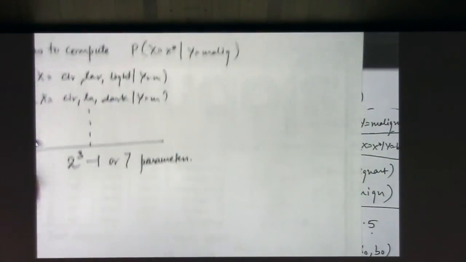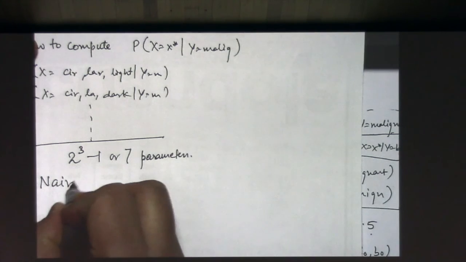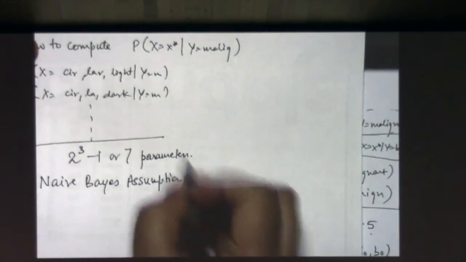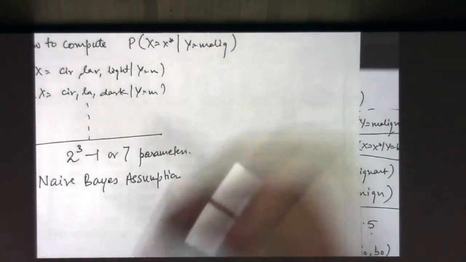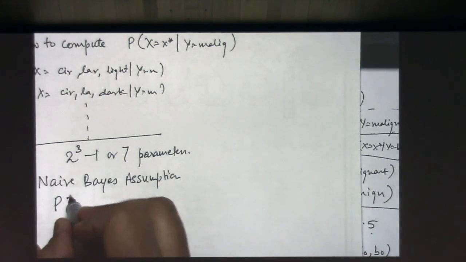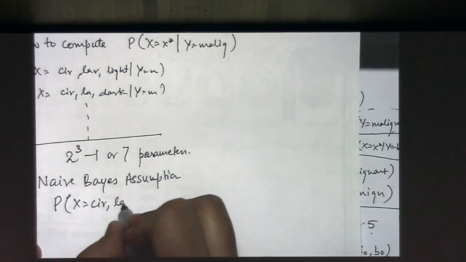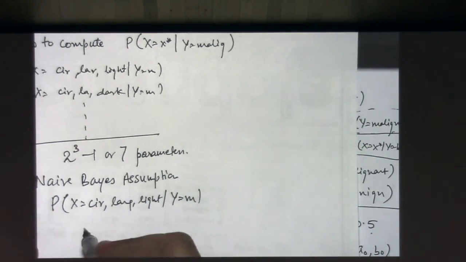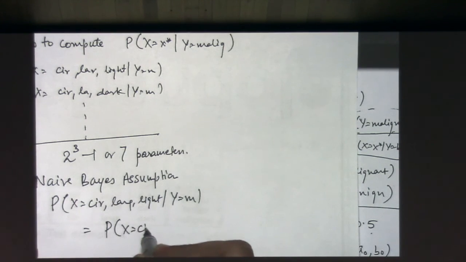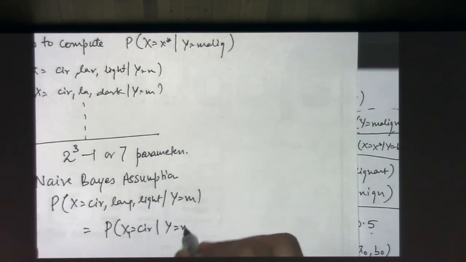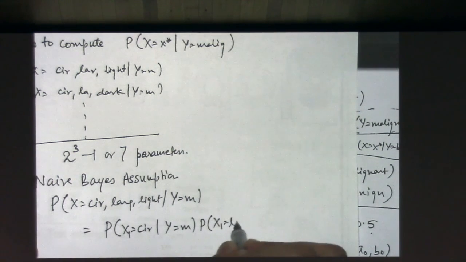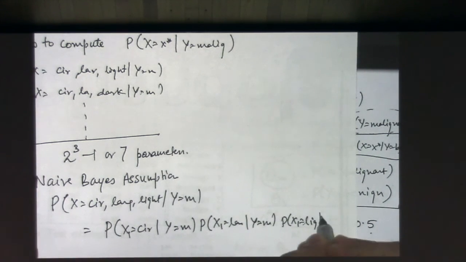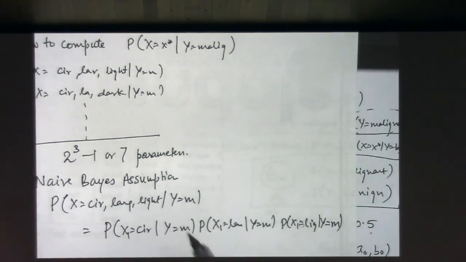So that's why we make what is called the naive Bayes assumption. What the naive Bayes assumption says is that all of these attributes are independent of each other. Which means that this joint distribution of x equal to circular large light given y equal to whatever becomes a product of individual probabilities. So p of x1 equal to circular given y equal to m, times p of x2 equal to large given y equal to m, times p of x3 equal to light given y equal to m, right? So suddenly you have simplified it a lot.